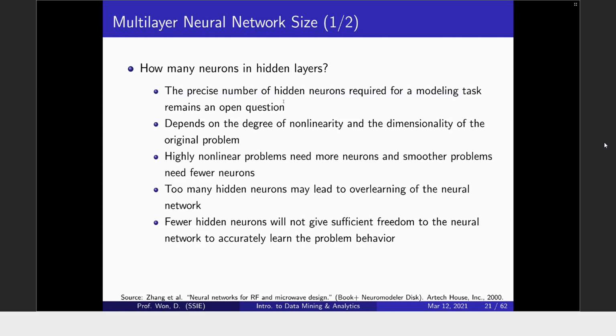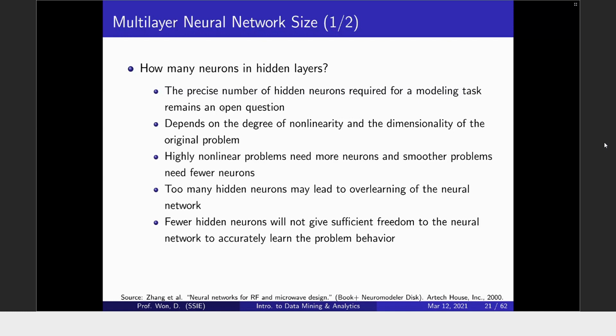And what I want to say is that it is still an open question. There is no explicit rule saying that a particular number of neurons is the best. So all we can do is some kind of scaling by ourselves. There is one thing we can think about.